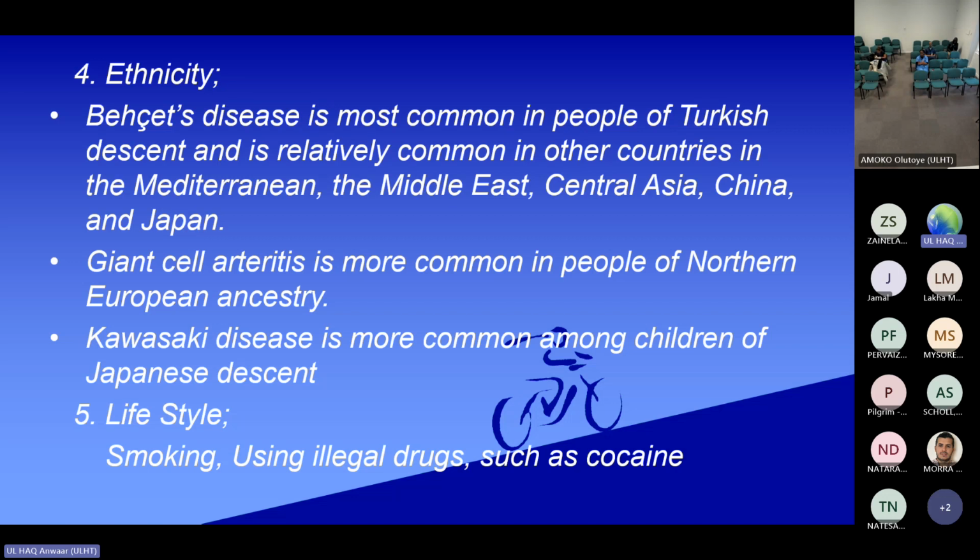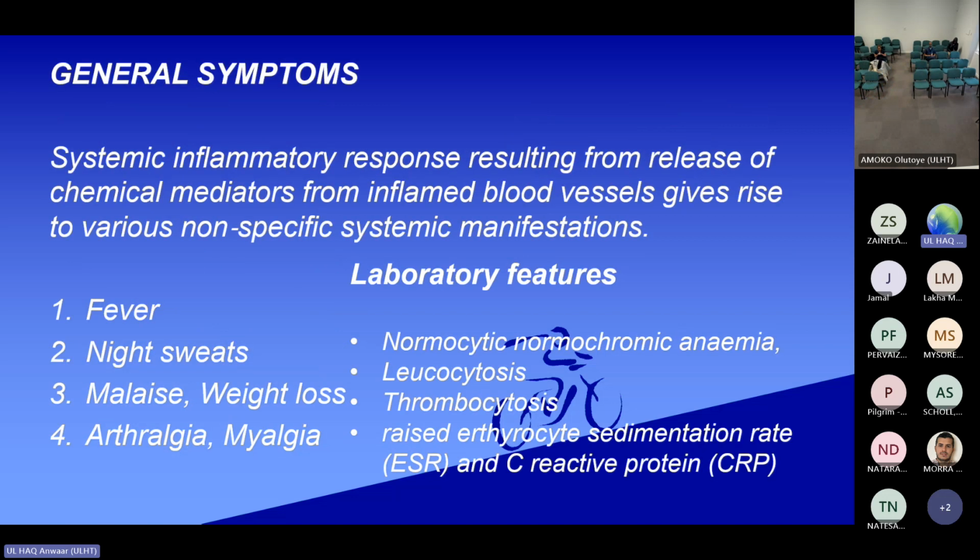Lifestyle is another risk factor. Smoking can lead to development of Buerger disease. Using illegal drugs such as cocaine can also be a cause. Sometimes we encounter a patient who comes with nasal perforation and cocaine-induced vasculitis, with loss of the nasal bridge and nasal perforations. In these patients, we also find that ANCA is positive with PR3 positivity. This is one of the potential causes of vasculitis and should be considered. We'll talk about the symptoms now.